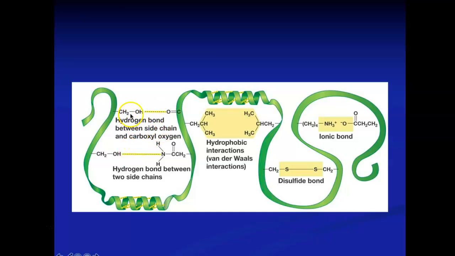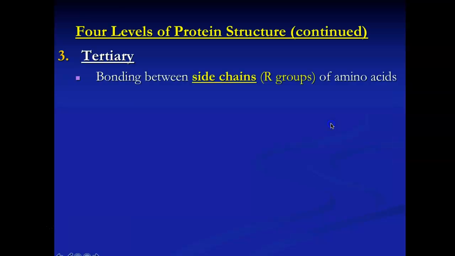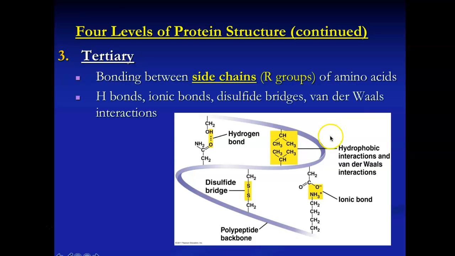Hydrogen bonds between the carboxyl groups between adjacent amino acids. Hydrogen bonds between adjacent amino acids. Hydrophobic van der Waals between the hydrophobic amino acids. Disulfide bonds, which are covalent bonds between sulfurs of two cysteines. And then ionic bonds between the acids and bases. This is what's making the protein fold.